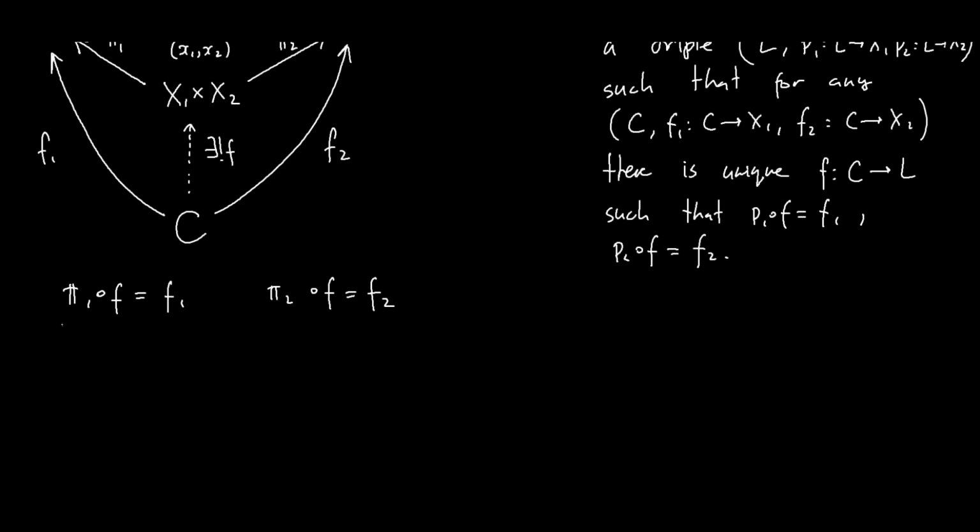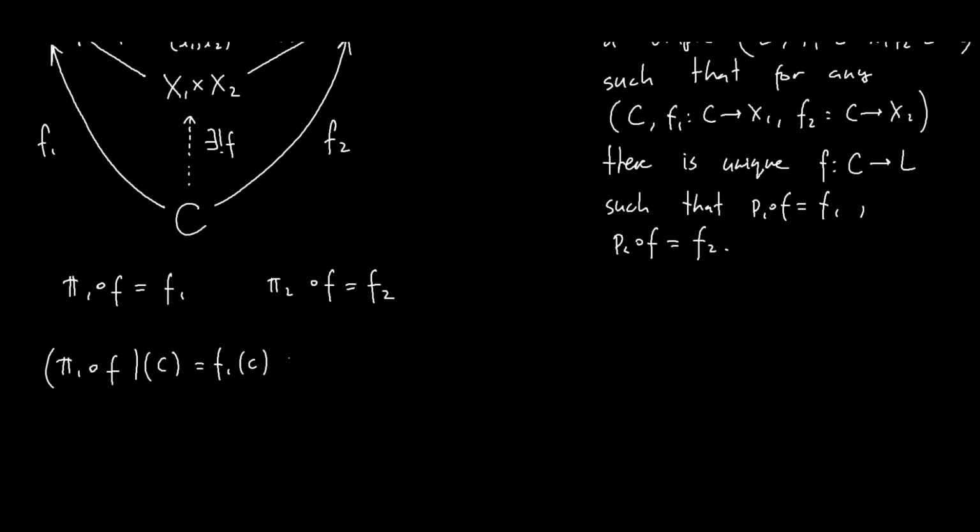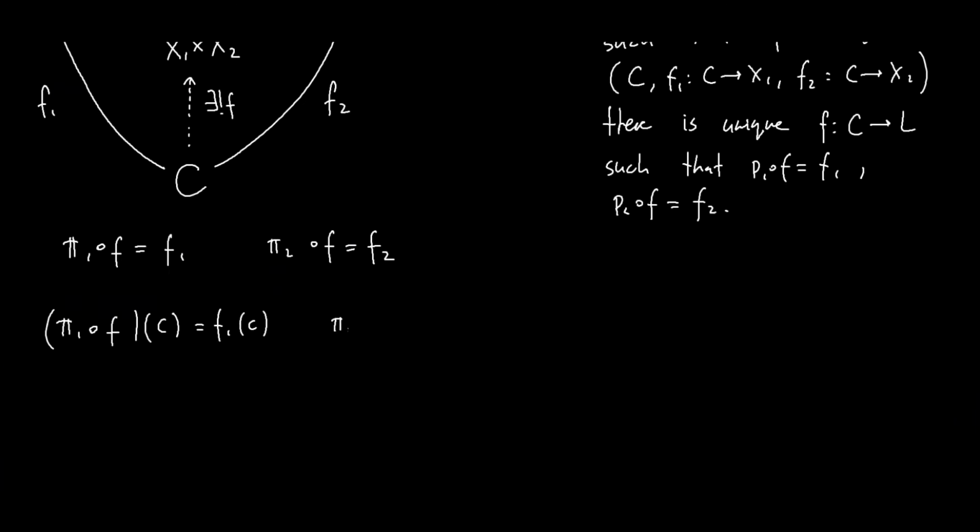So let's write what this means by applying both sides of each equality to elements. So what are we saying here? We're saying that pi1 composed with f of an element C must equal f1 of C, right? And here we're saying that this must equal f2 of C. But that pretty much defines the function f uniquely, doesn't it?